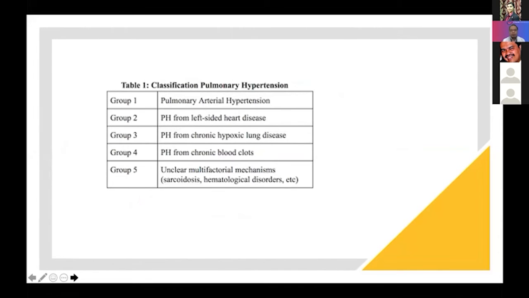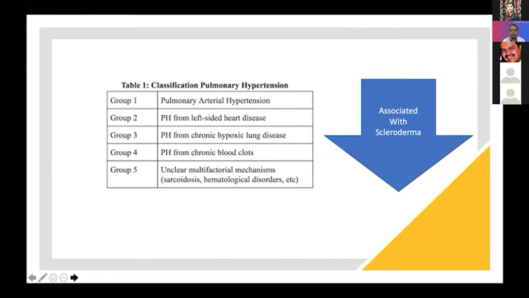groups. Group 1, the pulmonary arterial hypertension that we are focused on today. Group 2, pulmonary hypertension from heart disease, and group 3 from chronic hypoxic lung disease. Group 4, pulmonary hypertension from chronic blood clots, and group 5, this unclear mechanism from whatever underlying immunological disease. And scleroderma actually covers all these groups.